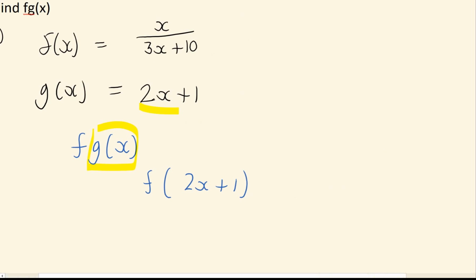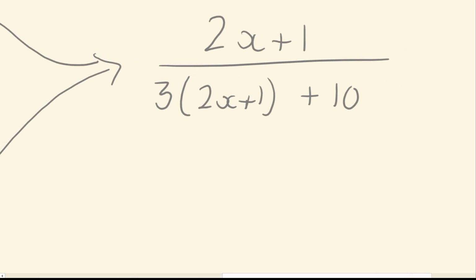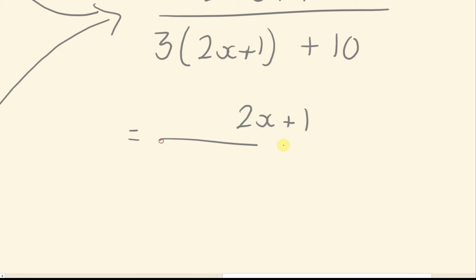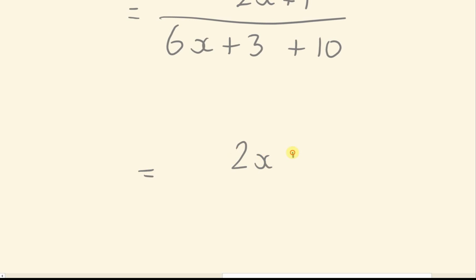Now we're going to plug that into f. What this means is, everywhere you see an x, you are going to write 2x plus 1. So the x on the top becomes 2x plus 1. Over, we then have 3x, which is now 3 lots of 2x plus 1. And then we need to add 10 to that. To finish this off, you expect to expand it out and have it in a slightly simpler form. The numerator is fine as it is. We can't really simplify that. We can expand out the denominator. That now becomes 6x plus 3 plus 10, which then takes us to our final answer, 2x plus 1 over 6x plus 13.